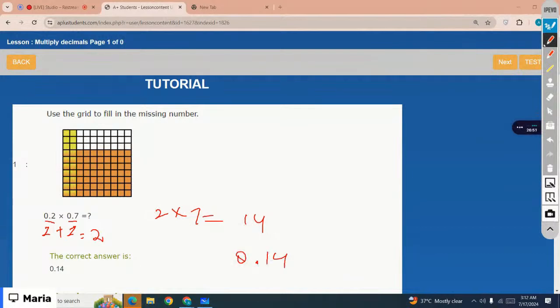When we multiply the decimals, you need to put the decimal in the answer according to the given numbers. Like here you have 1 decimal place and 1 decimal place. So you need to add them and the answer must have 2 decimal places. That is 0.14. Got it?